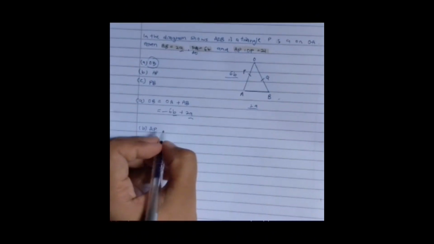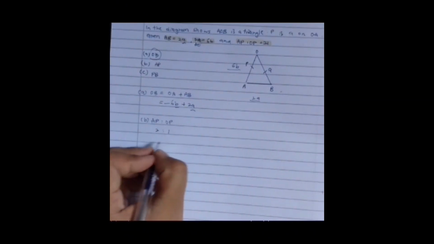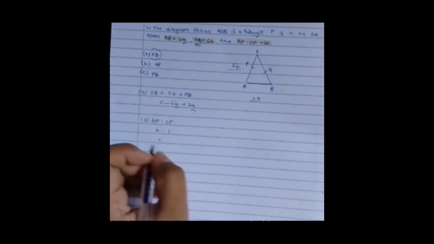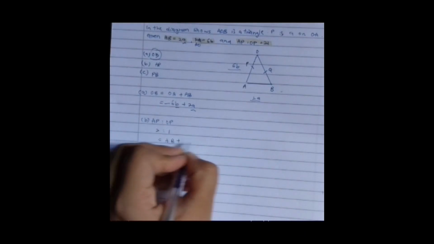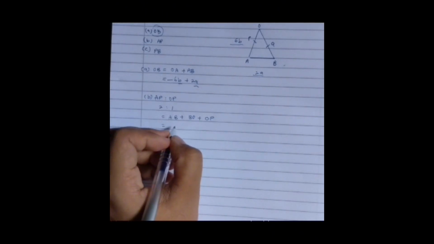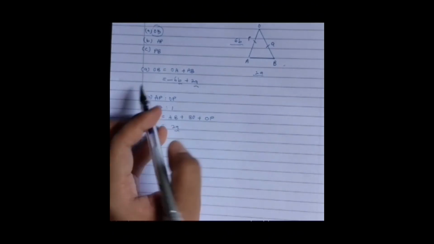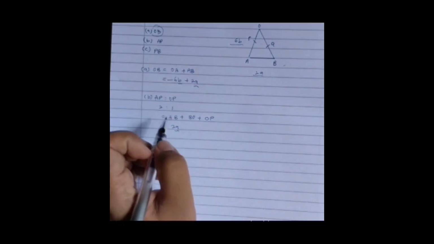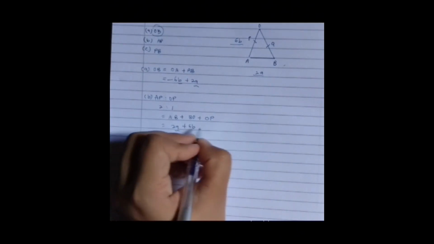For question B, AP. So we know AP ratio to OP is 2:1. So to find AP, we have to find it using AB plus BO plus OP. So we just have to write the answer. So AB is 2A. BO, we can use this one from question A. So we just have to invert it again and it will become plus 6B minus 2A.